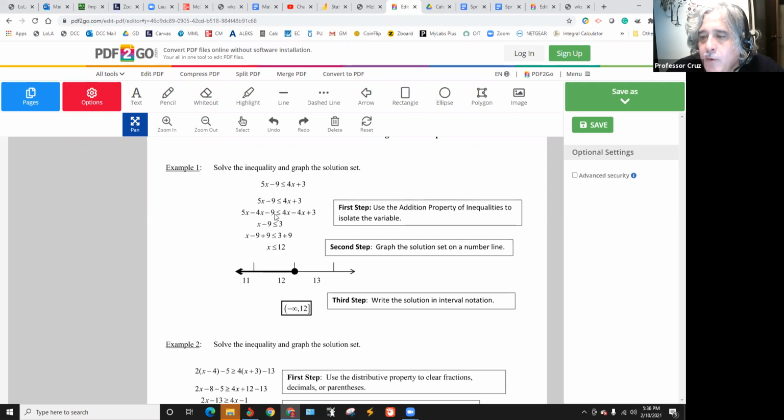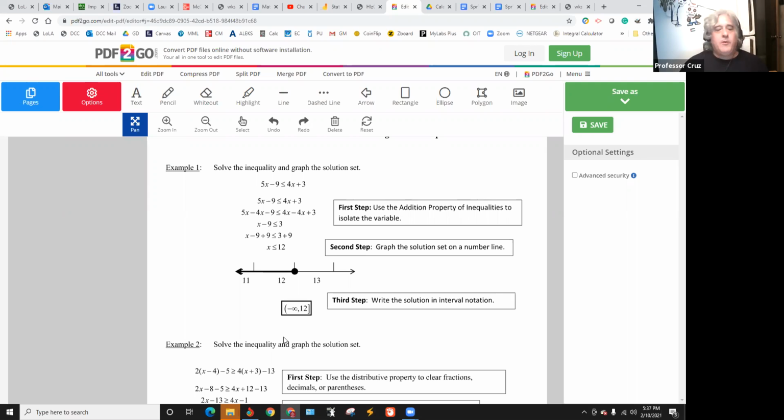So first thing is we subtract the 4x from the right side, and then 5x minus 4x is just x. Then there's a negative 9 here. We're going to bring that over here, so what happened is we're adding 9. So that's x is less than or equal to 12.